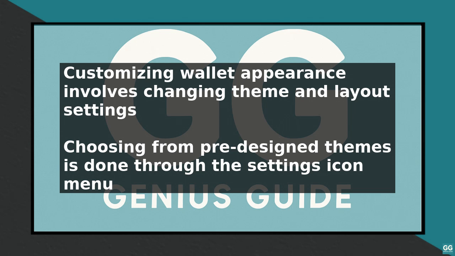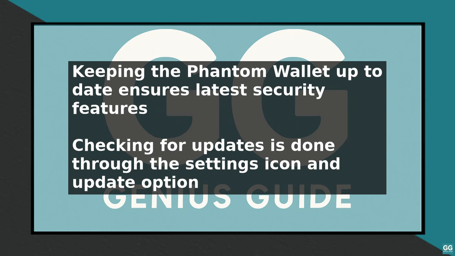Finally, it's essential to keep your Phantom Wallet extension up to date to ensure you have the latest features and security patches. To check for updates, click on the Settings icon in the top right corner of the wallet interface and select Check for Updates. If an update is available, follow the prompts to install the latest version of the Phantom Wallet extension.